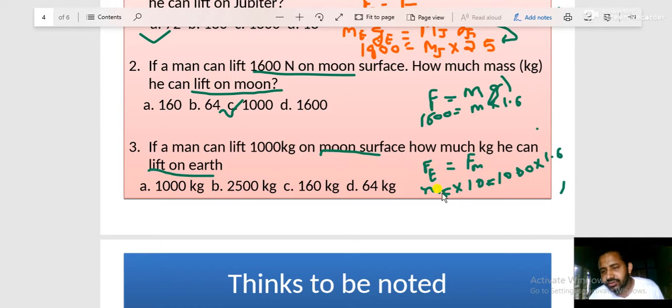Force on earth is equal to mass into 10. Why? Acceleration due to gravity is 10 on the surface of the earth, so it equals 1000 into 1.6. Let's cancel the value. You will get mass on the earth equals 160 kg. This is also quite an important question. I think you understood. I cancel this term, and 1.6 into 100 is 160 kg. These are also quite important questions you will get in the exam.